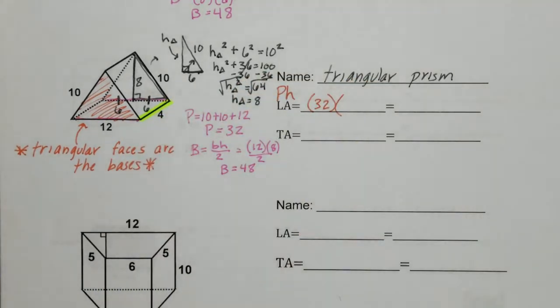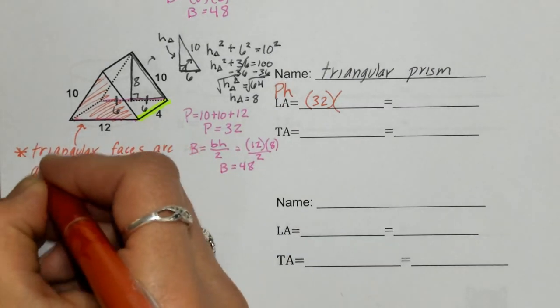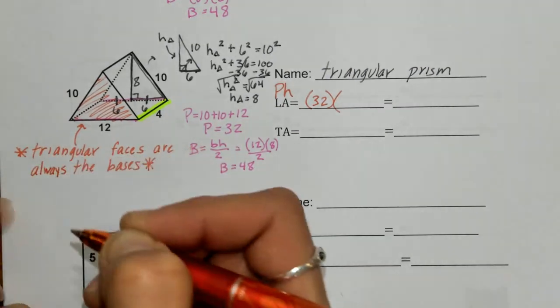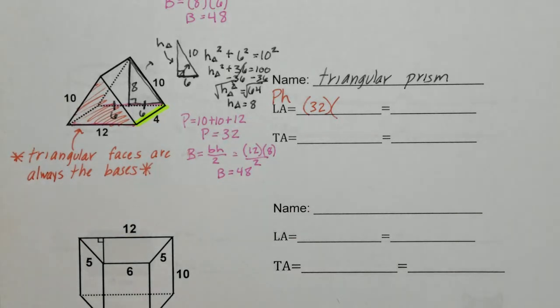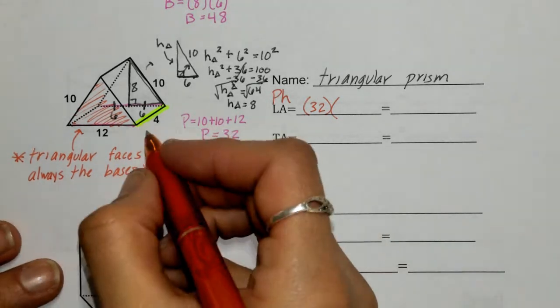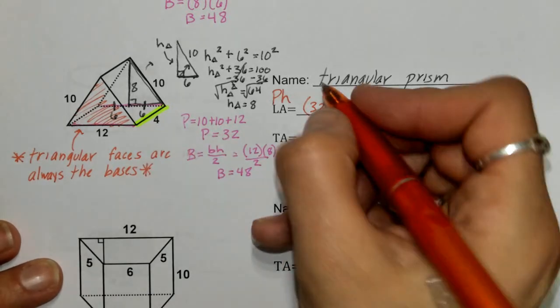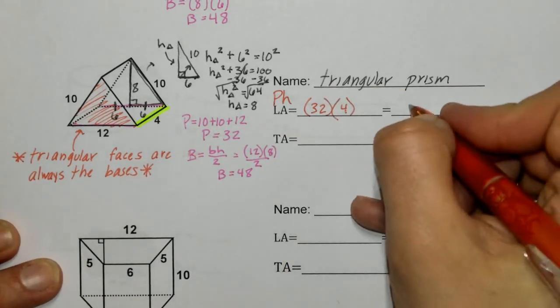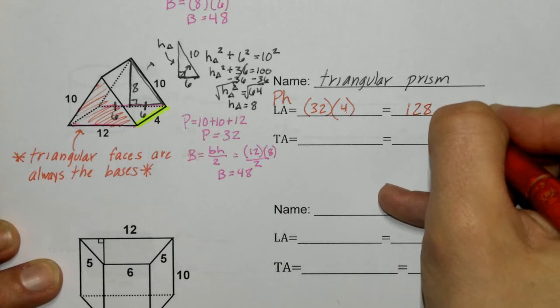So triangular faces are always the bases. I should actually put the always. Forgot the always, sorry, guys. I'm going to draw it right in. The triangular faces are always the bases. So the path that connects these two bases is the height. If you lay it down, your height's still the same. This is just it laying down, basically. So your height right here is going to be 4. We multiply these, and we're going to get 128 units squared.